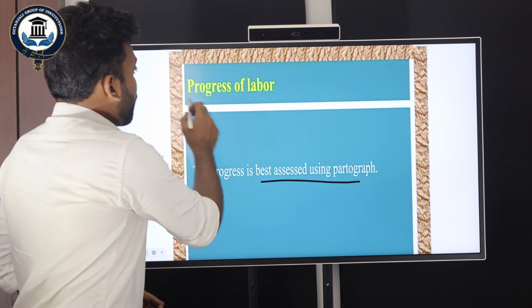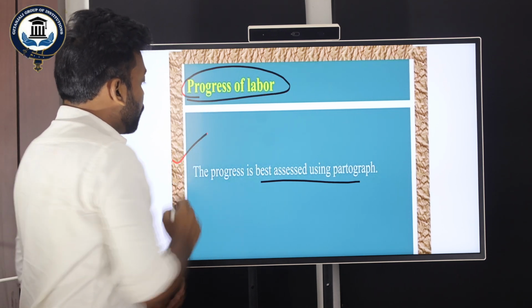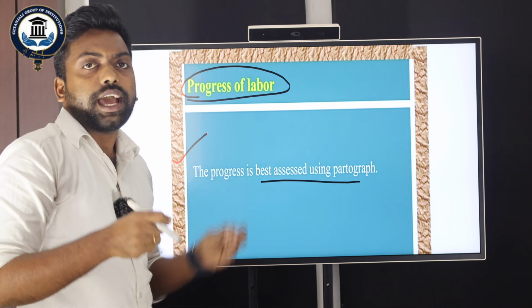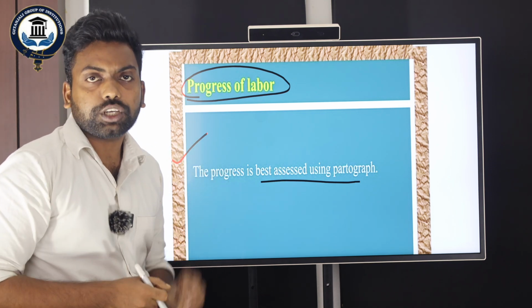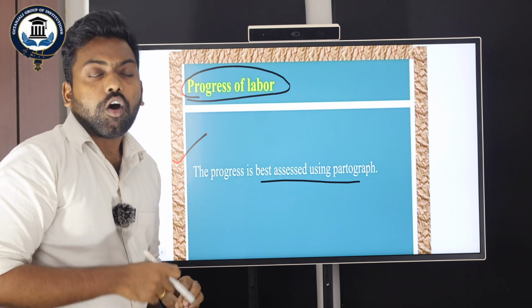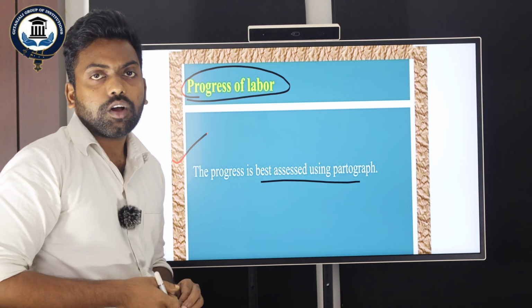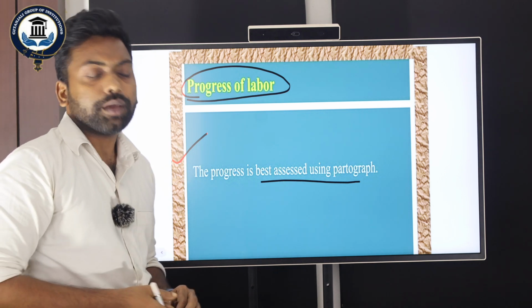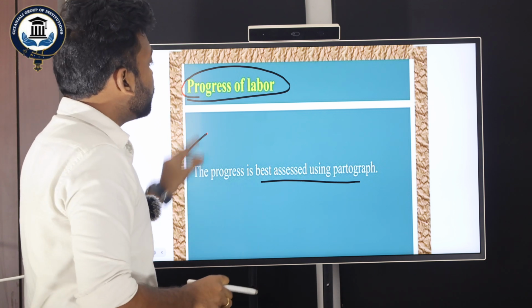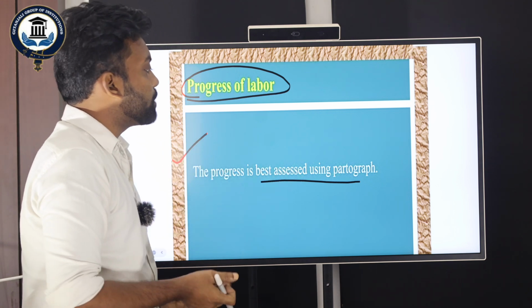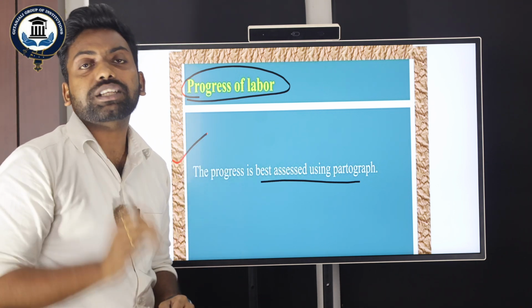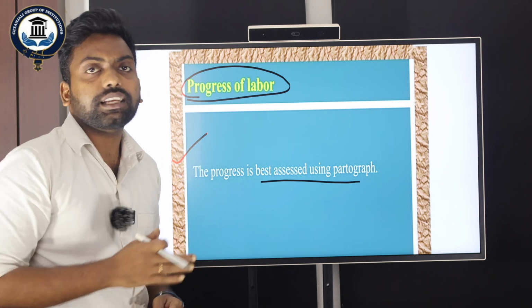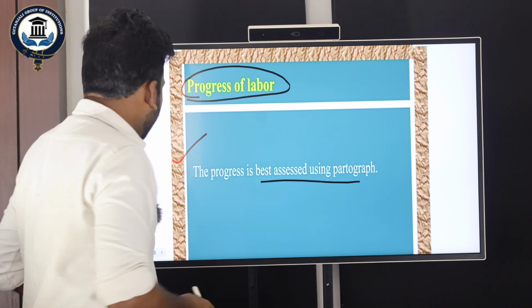And the next one is progression of labor. What is the progression of labor? During the first stage of labor, every vital sign, rupture of the membranes, cervical dilatation, descent of the baby, overlapping of the baby, everything you are going to note, is recorded in the partograph. The graphical representation of the labor progression is called the partograph.